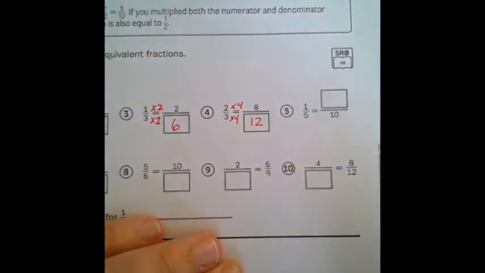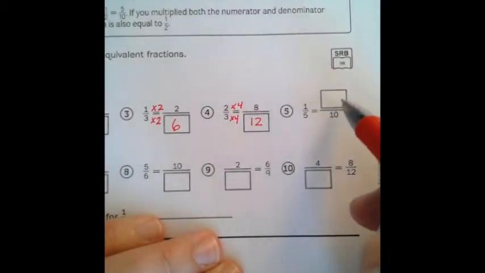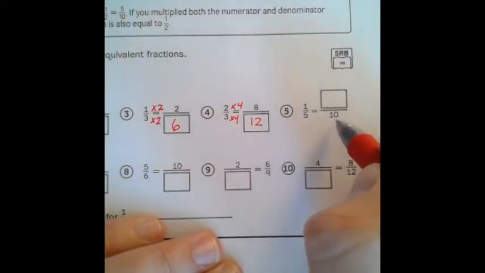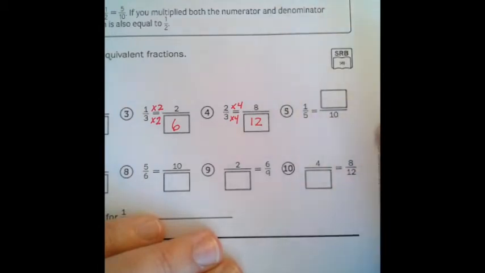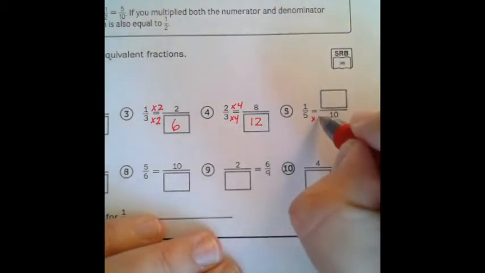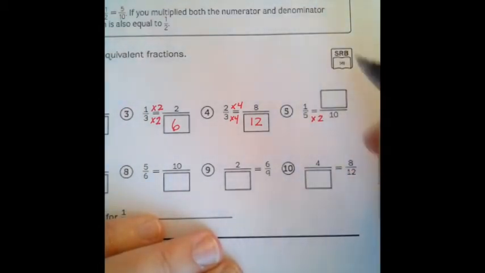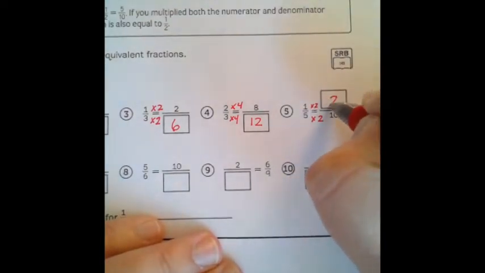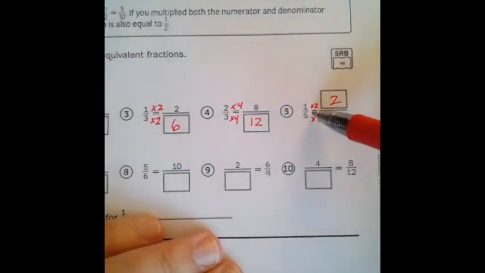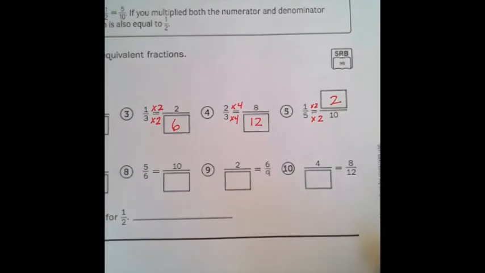Number 5 looks a little different. We are looking for the numerator instead of the denominator. So now we got to look down here at our denominators and ask, 5 times what gets you 10? So 5 times 2 gets you 10. So again, whatever you do to the bottom, you got to do to the top. So 1 times 2 is 2. So 1/5 and 2/10 are equivalent fractions. They are equal.